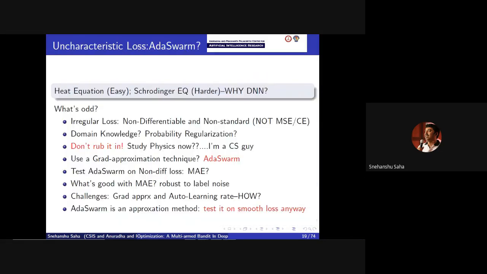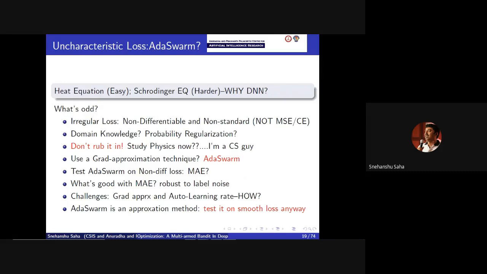Now, the question is, why do I need to approximate the error gradient? The answer lies in several physical system problems. A good example being a Schrodinger equation, where your loss function is not a typical loss function. It's not a mean square error. It's not a cross entropy. It's not mean absolute error. It's nothing that you have seen so far. So what exactly is the loss? The loss is basically the difference between the left-hand side and the right-hand side. So it's almost impossible to compute.